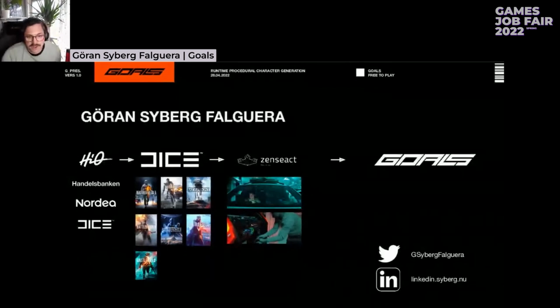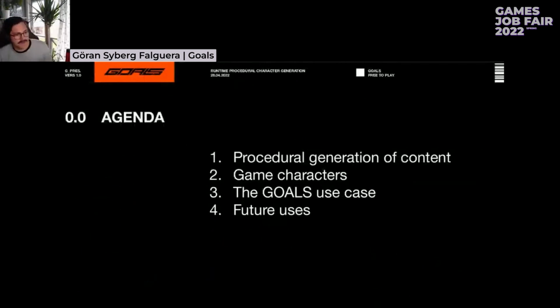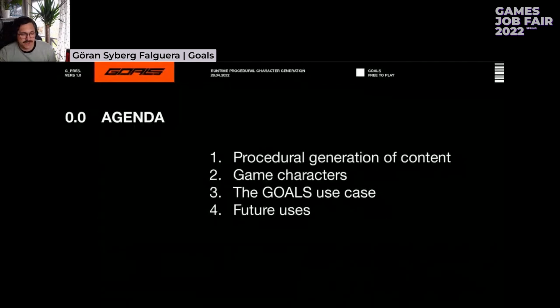So let's get started with the fun stuff. The intention with this presentation is to give you a quick survey of the field of procedural generation of content, and give you some insight into game characters, just so that we can spark interest around this topic. We will end with some kind of extrapolation into the future, what this could be used for, just for fun.